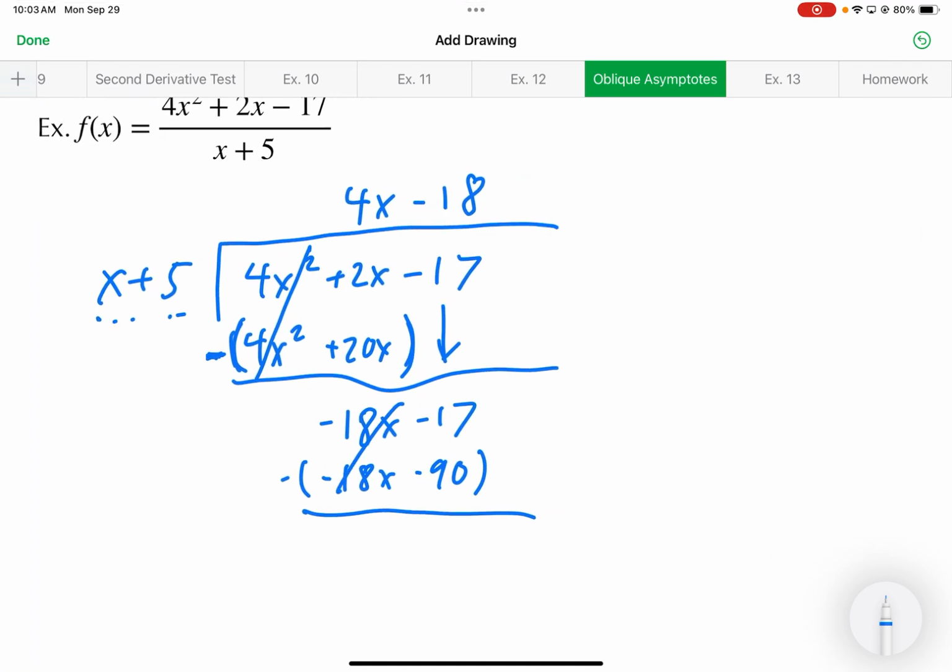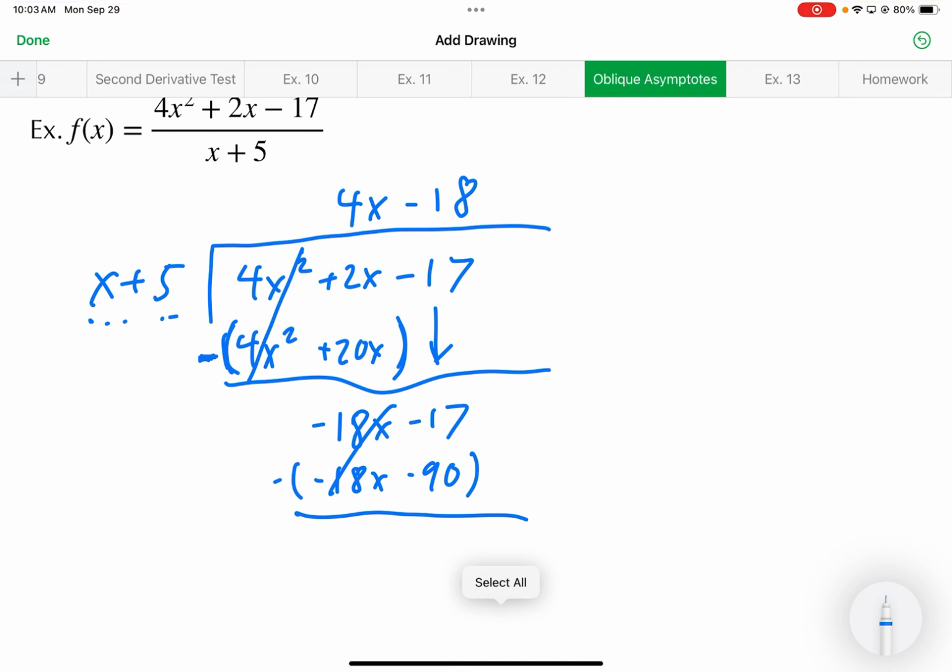The negative 18xs cancel out because negative 18x minus negative 18x cancels out. Negative 17 minus negative 90 is like negative 17 plus 90, which is 73. And what is that? It's the remainder. Good. So we would say plus 73 over x plus 5.